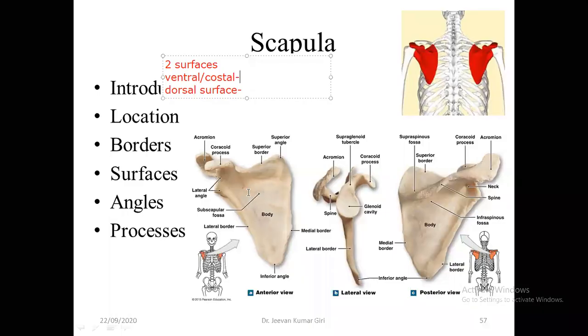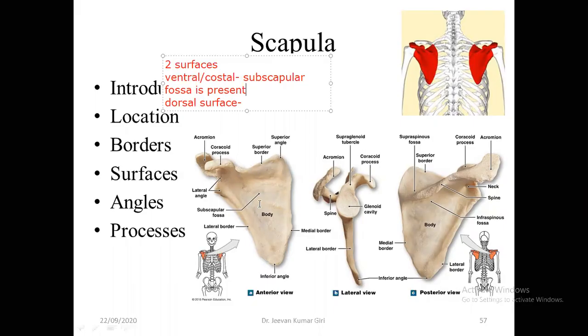There is a slight depression in the costal surface. The depression in the costal surface is the subscapular fossa. So the name of the fossa present in the costal surface. Here you can see the depression, isn't it? Not smooth, there is a slight depression, so that forms the fossa. That is the subscapular fossa. So this whole thing is the costal surface.